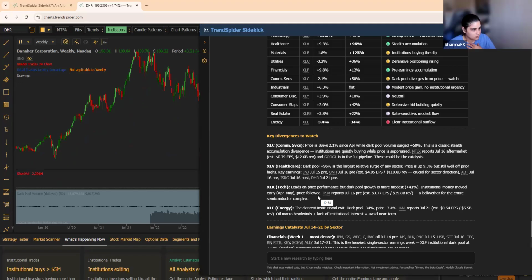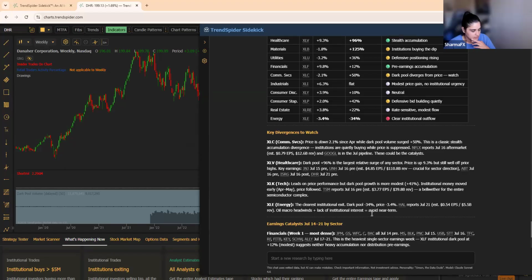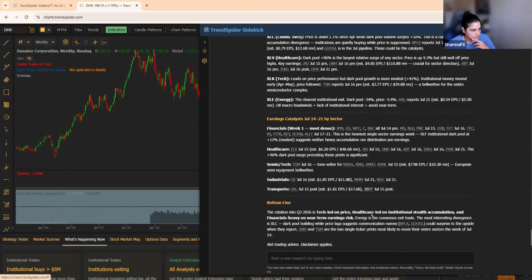So dark pool growth here for tech seems to be a little bit more modest at 41%. Institutional money moved early April to May, price followed. And then I want to be out of energy as well, the clearest institutional exit here. Let's continue down.